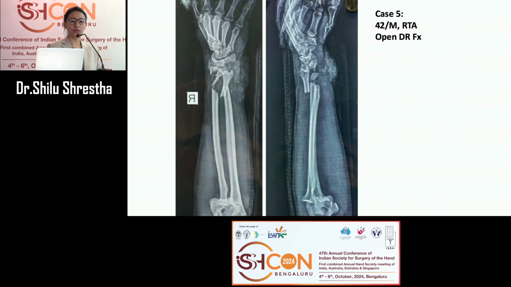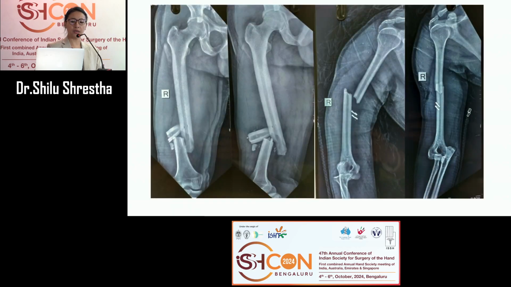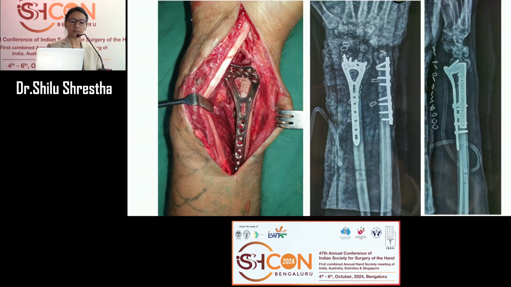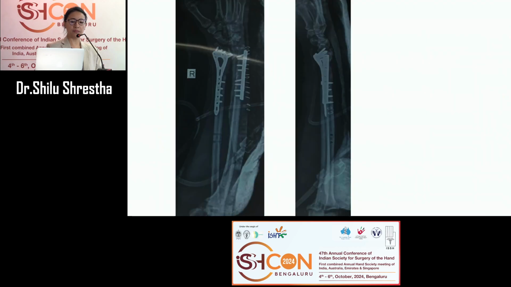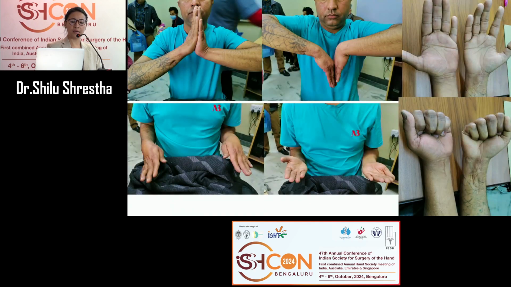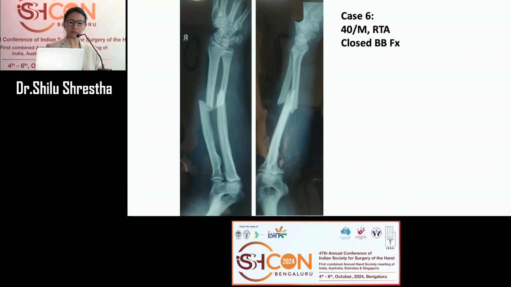Another gentleman with a road traffic accident had an open distal radius fracture associated with other multiple injuries. The distal radius was fixed with an external fixator, and later we fixed it with a distal variable angle locking plate with bone cement, and these are his subsequent X-rays. This is the X-ray at 1 year. These are his clinical pictures, and he's still doing his physiotherapy.